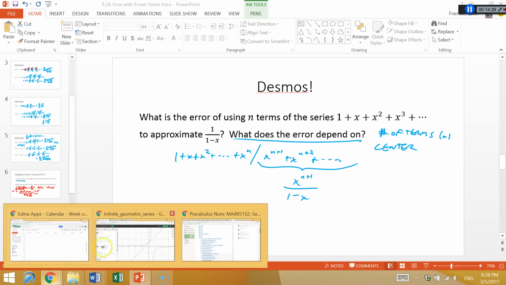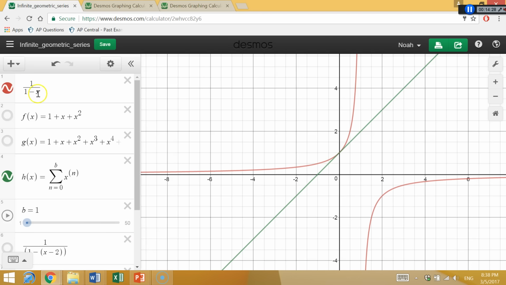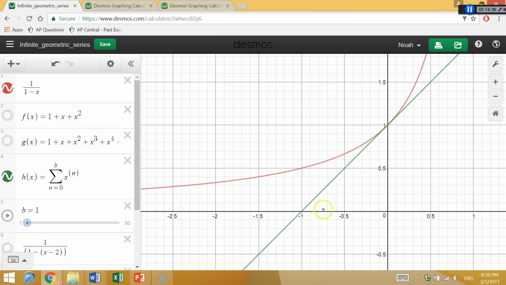So if I go back to my Desmos graph here, I have one here as well for our 1 over 1 minus x. Okay, we've seen this before. We looked at a couple different degrees, and what I'm going to do now is look at this in terms of the error. So we're going to focus a lot on the value -0.75. So that's right here. So initially we've got a pretty big error here.